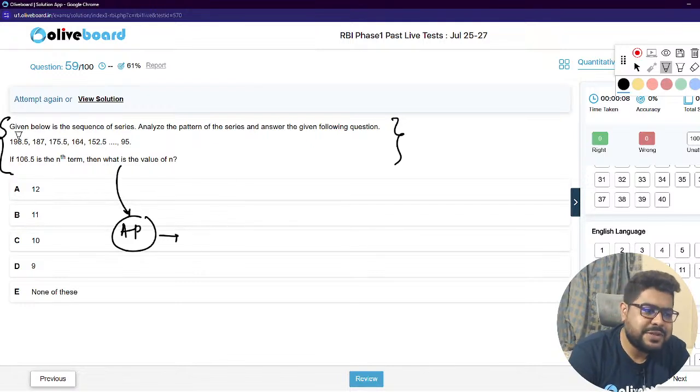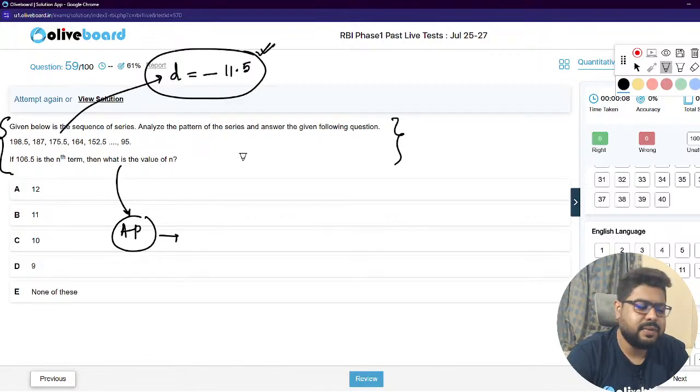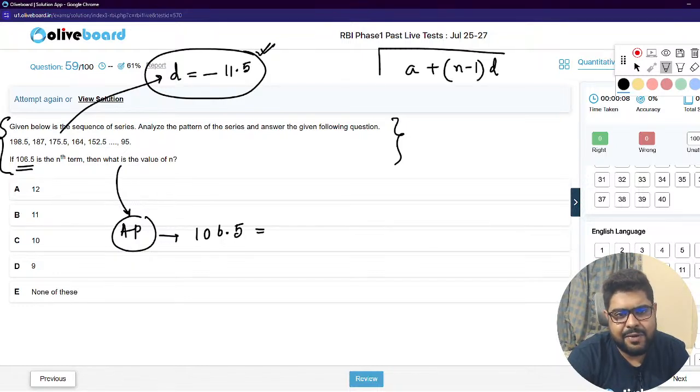With a common difference, I can see 198 minus, so this is reducing at an even rate. Common difference D is equal to minus, why minus? Because it is reducing. Minus 11.5. So you use the AP formula, sir. Nth term is this. So 106.5 is the nth term. The formula was A plus N minus 1 into D. A was the first term.